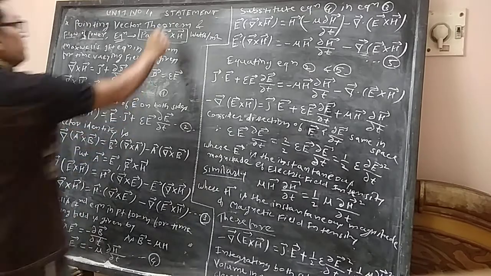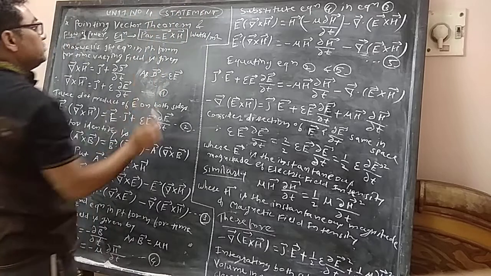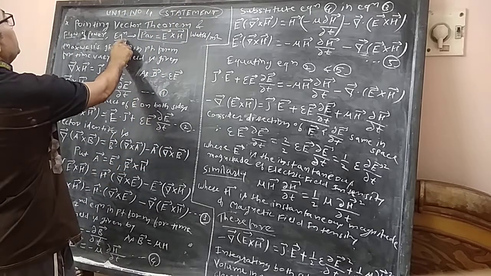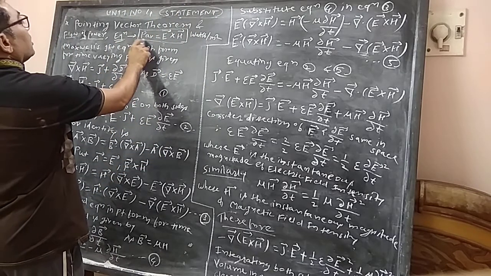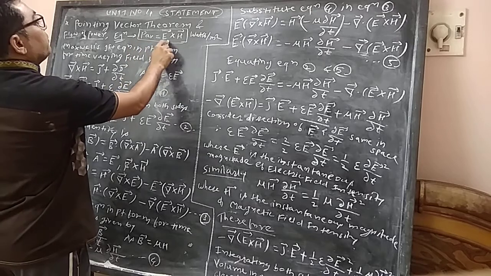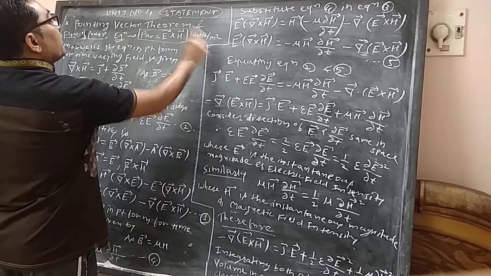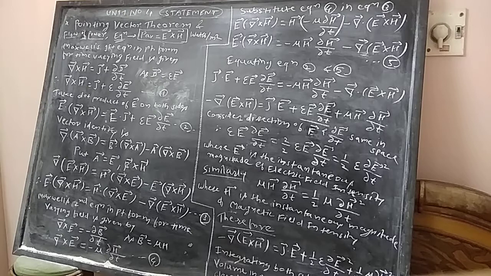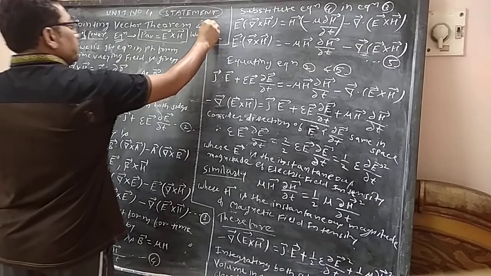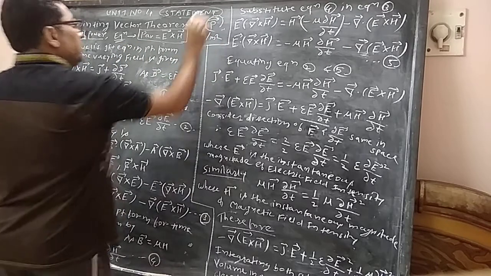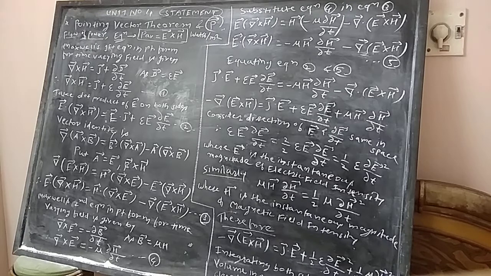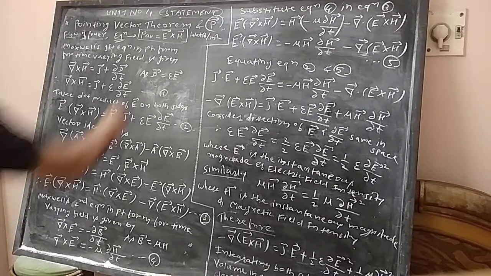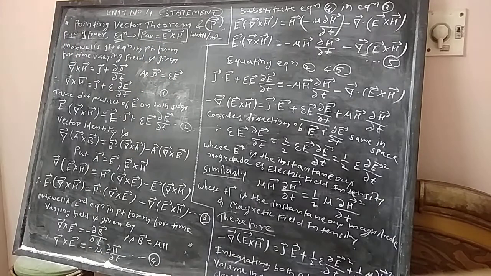Now, what is the statement of the Poynting vector theorem? So, here the mathematical statement is given. That is, average power P_av equal to E vector cross H vector in watts per meter square. So here the Poynting vector is denoted by P vector. The instantaneous power density is directed in the direction of E vector multiplied by H vector.